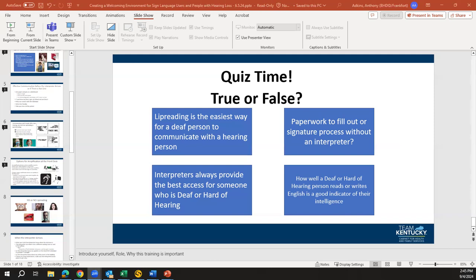Oftentimes people will be like, well, I thought this is what this meant, or, oh, I think this is what they mean, so I'm just going to guess and put down an answer. It's, again, better to just take that guesswork out of there, make sure that there is no question what this person is reading and signing.